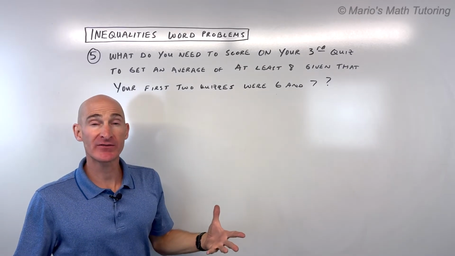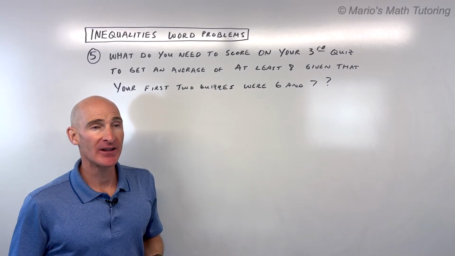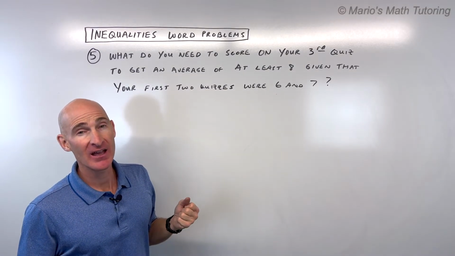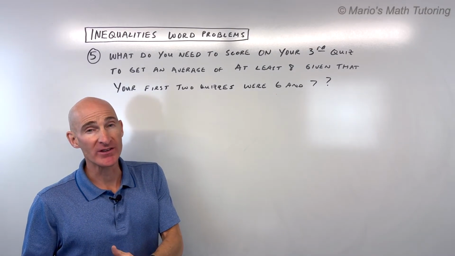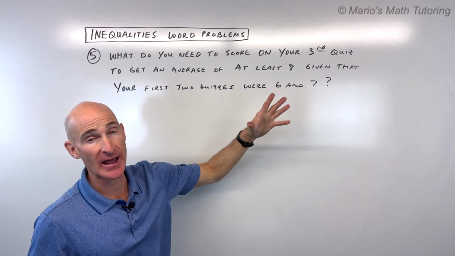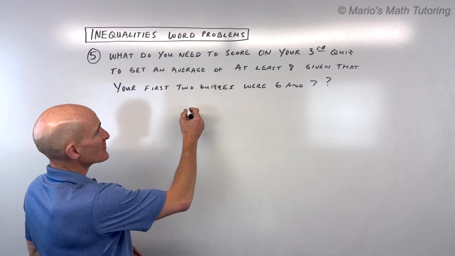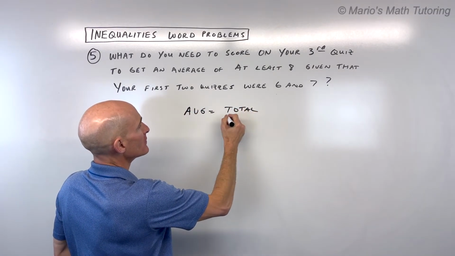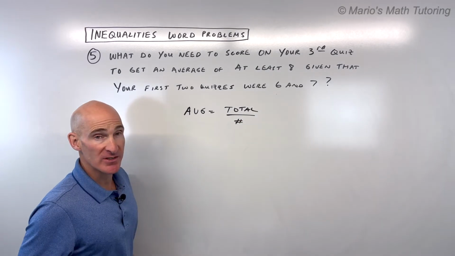So kind of visualize if it's like 10-point quizzes, and you're taking 3 of them, and you want to get an average of at least an 8, okay? What do you have to get on that third quiz to get that average of 8 if your first two quizzes were 6 and 7? Now, keep in mind, what's an average? Well, an average, you take the total divided by the number of quizzes, right?